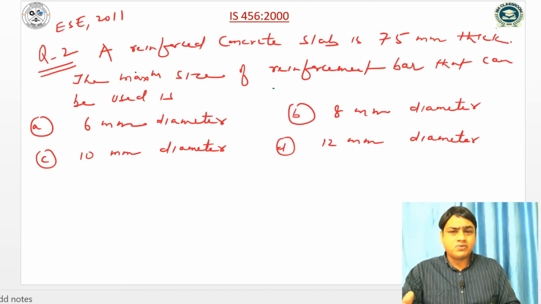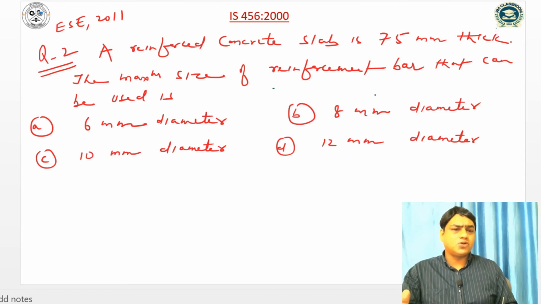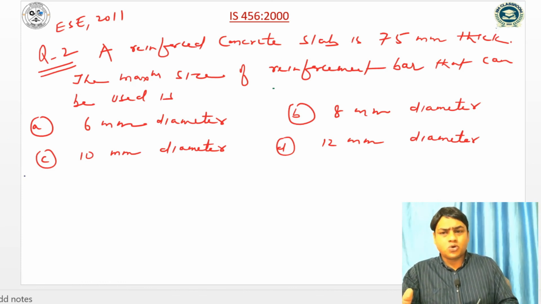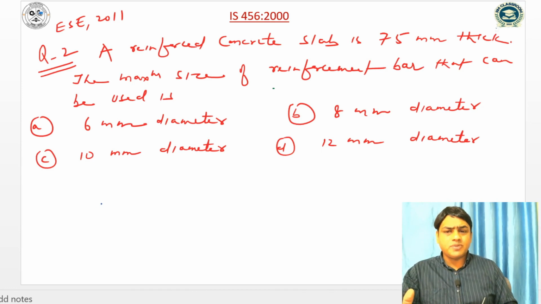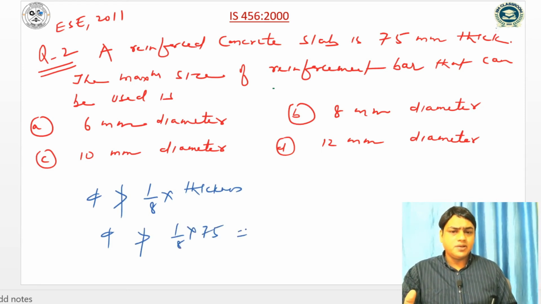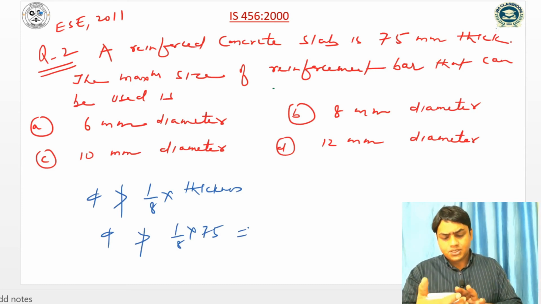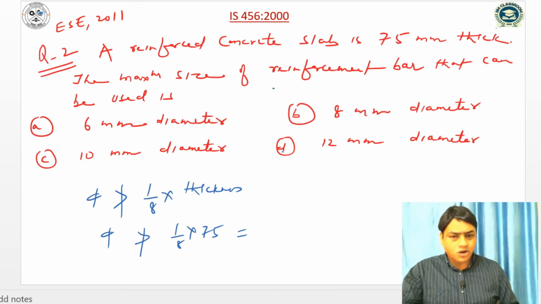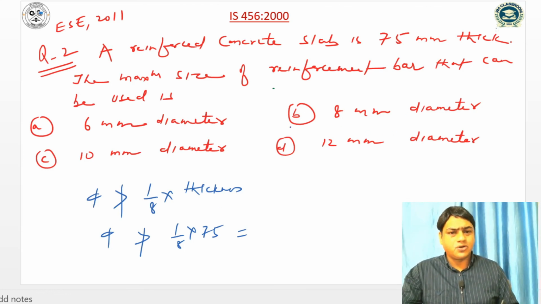Similarly, I have taken one question. A reinforced concrete slab is 75 mm thick. What is the maximum size of reinforcement bar that can be used? So code suggests that the bar diameter should not exceed 1/8 of the thickness. So phi should not exceed 1/8 into 75, so it will be 75 by 8, which is 9.375. So 9 mm bars are not available in the market. So the maximum size of reinforcement bar should be limited to 8 mm.